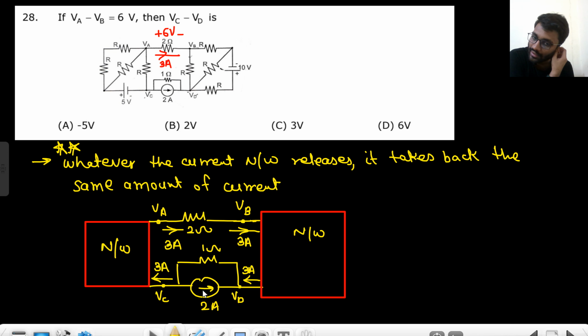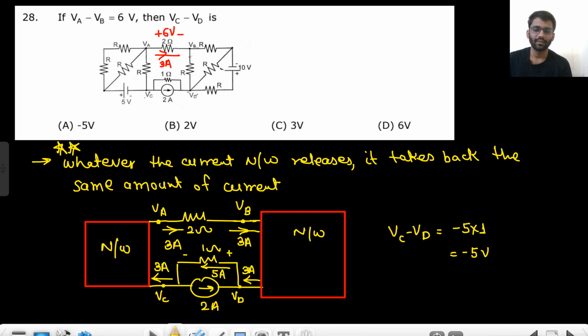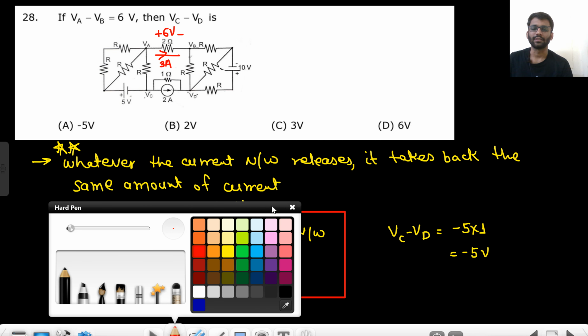So now you know, if this is 2 ampere and this is 3 ampere, that means 5 ampere current would be coming from here. So total 5 ampere current would be going that side. So what will be the value of Vc minus Vd? Because of 5 ampere current, we will have a drop like this. So Vc minus Vd would be minus 5 into 1, that would be minus 5 volt. So this is our answer.